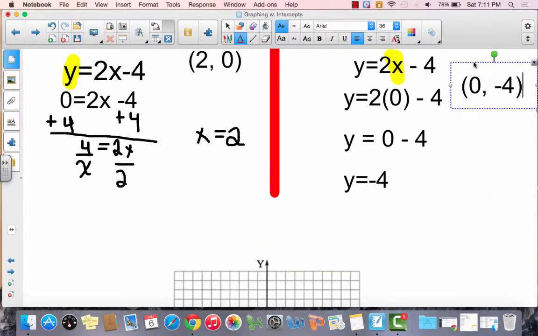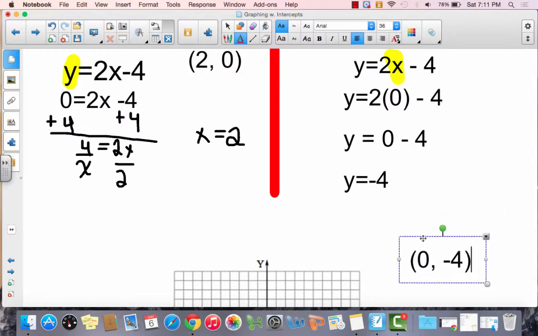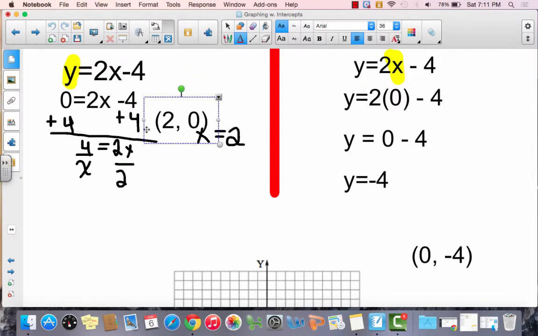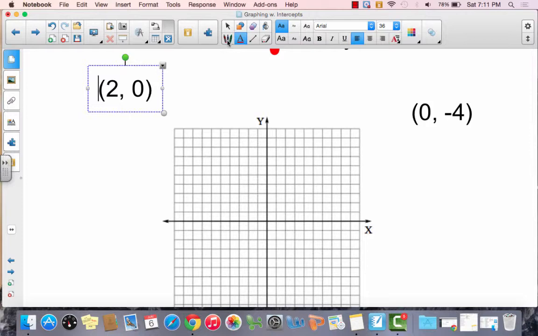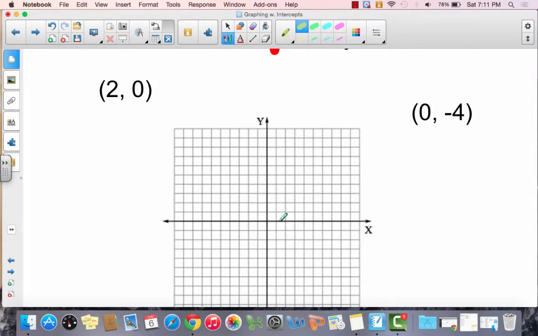So now what I could do is take these two ordered pairs and I can plot them onto my coordinate grid. So let me bring them down here. So my first pair was 2, 0, so that's my x-intercept sitting on the x-axis. Let's see if I could fix that. So 2, 0 is right over here. And 0, negative 4 is on the y-axis. We come down 4.